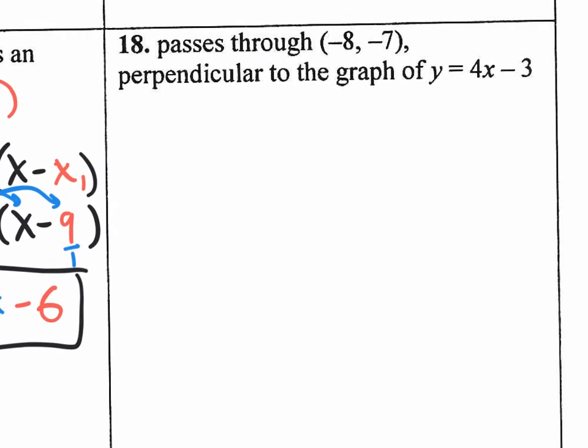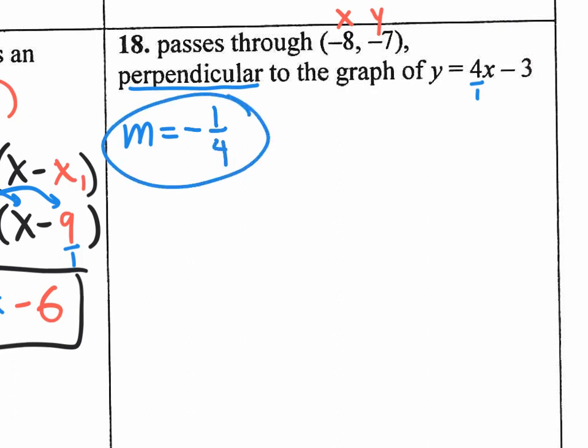Jumping to number 18. So our line has the point (-8, -7), and it's going to be perpendicular to the graph of y equals 4x minus 3. So indirectly, they're telling us that our slope is what? -1/4. Again, perpendicular means opposite reciprocal slopes. So if you want to make it look a little nicer, put the 4 over 1 and say, okay, perpendicular tells me I need to change the sign and flip the fraction. So my slope will be -1/4.